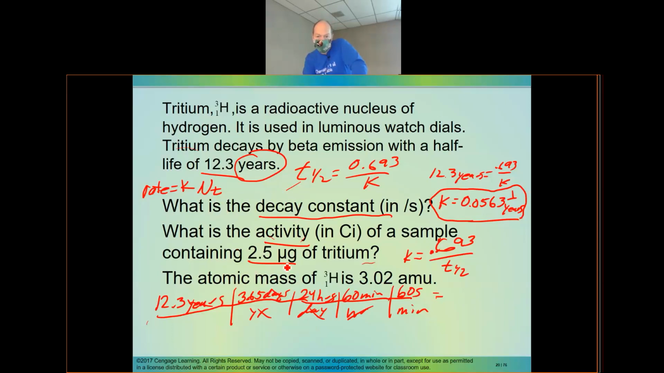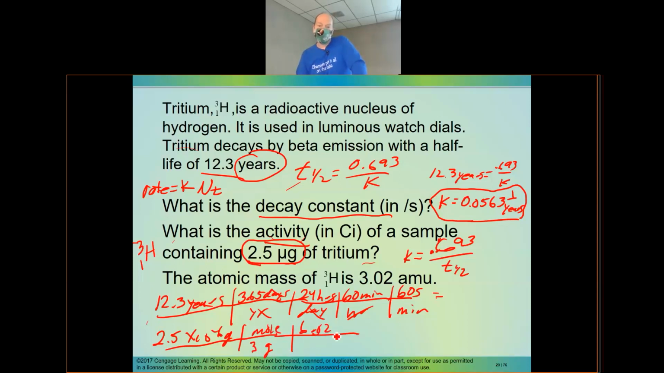Then you have to find the number of nuclei in 2.5 micrograms of tritium. Your 2.5 micrograms, you have to know micro is times 10 to the minus 6 grams. You convert that to moles. It is tritium. You have to know tritium is 3,1, and so the molar mass is 3 grams per mole. All right, so now you have moles, and now you have 6.022 times 10 to the 23rd nuclei per mole. And so when you multiply that out, that is your number of nuclei at time t.